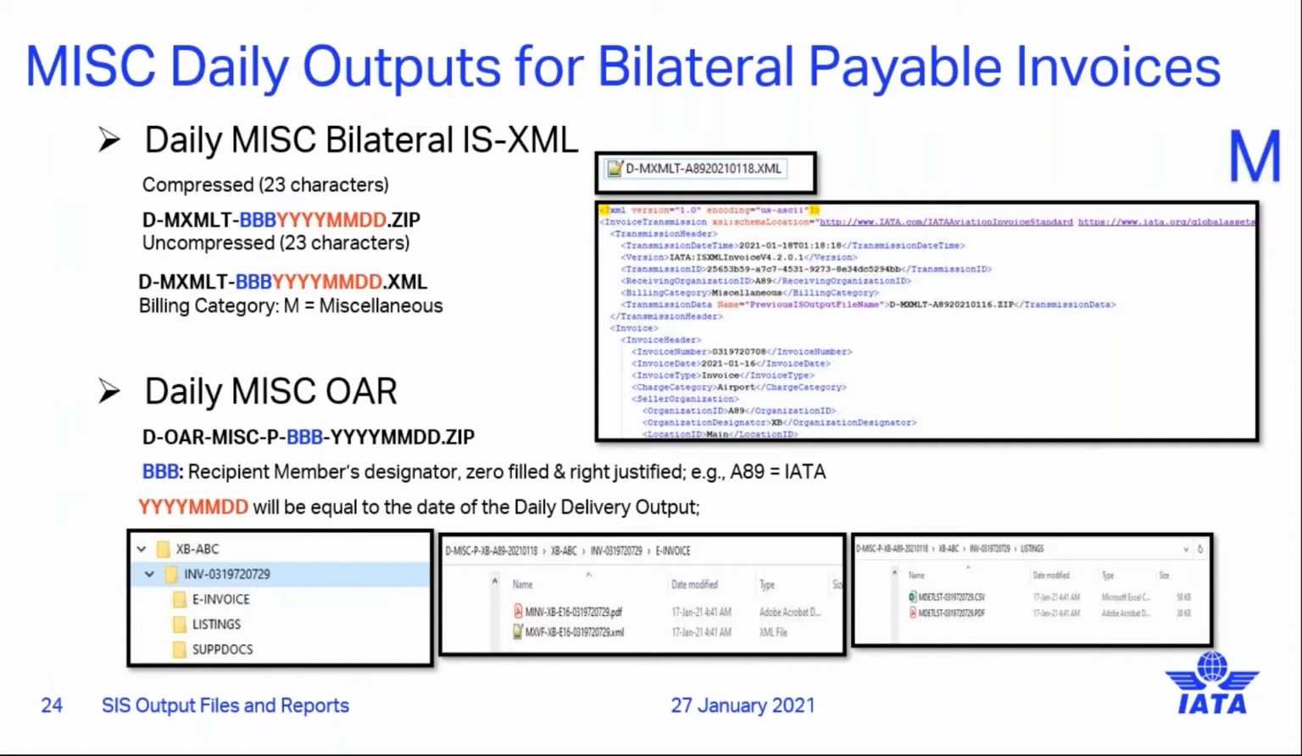And this is how the daily MXMLT would look, as you see in the screenshot that we have prepared for you, and the daily miscellaneous OAR, where you will receive, apart from the invoice, also the listing and the supporting documents. So these are the same concepts as we looked at before, except that these are daily files, and even the naming convention is similar, as you see, but here it's the daily that makes the difference. All these files are receivables in the weekly OAR, and these are only payables bilateral daily. So please note that you will receive these files for your miscellaneous daily outputs for bilateral payable invoices.